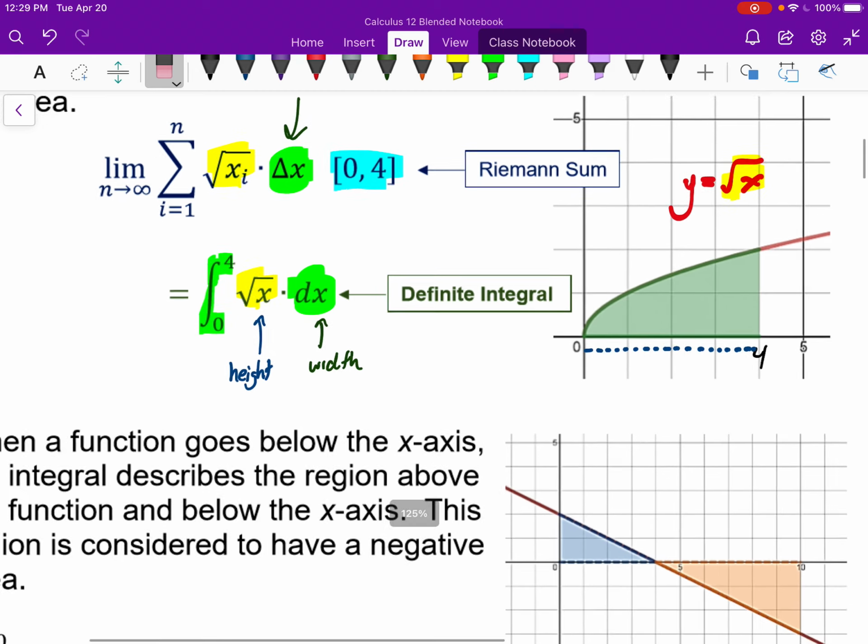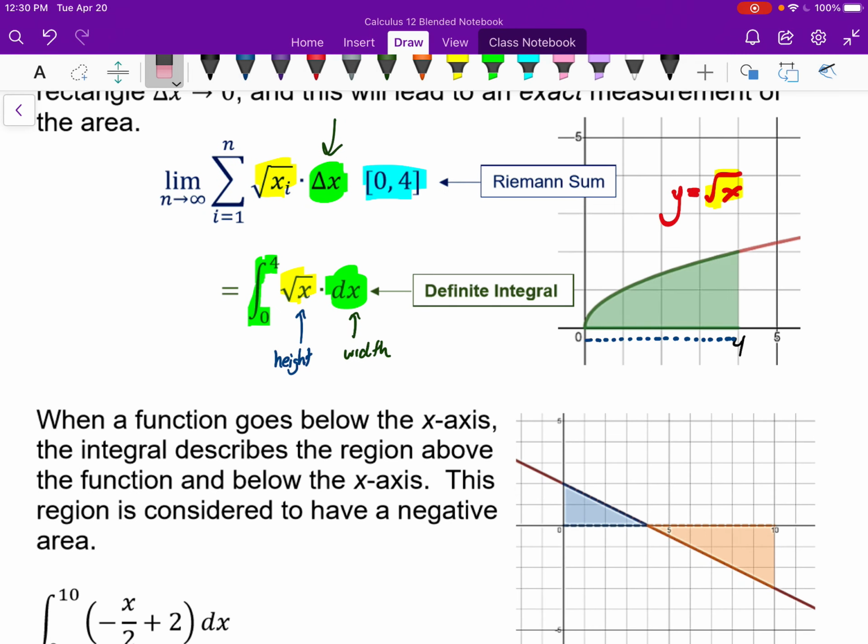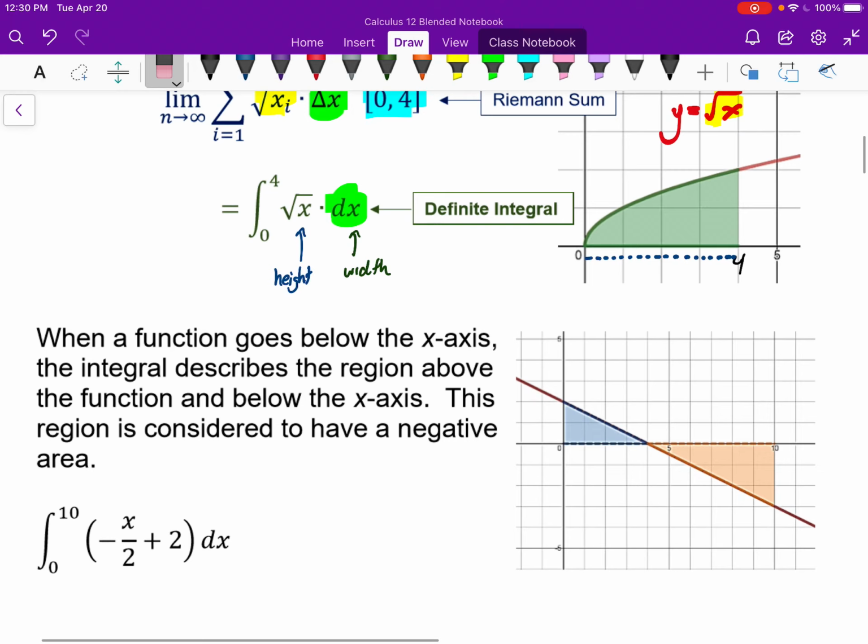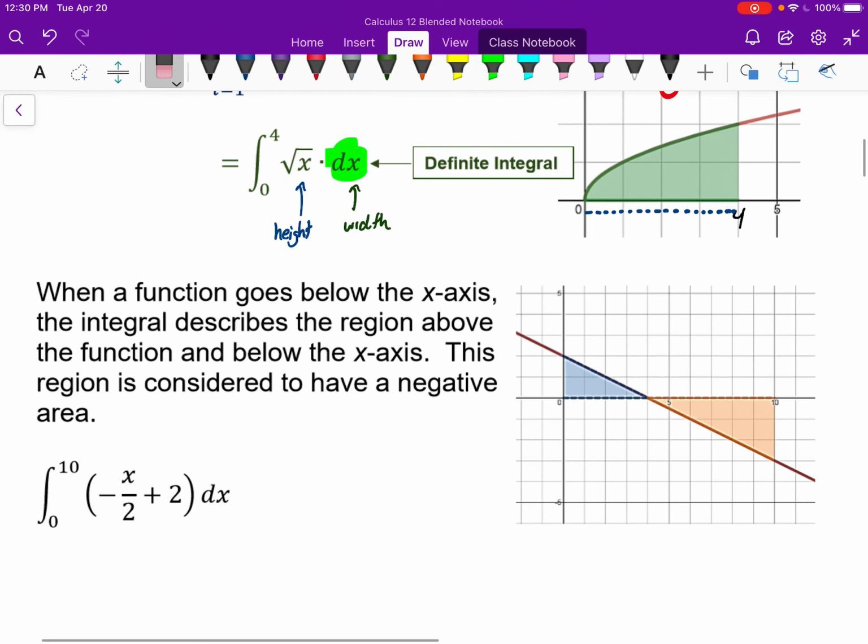And so with that said, now that we've introduced an integral, what happens when the curve goes below the x-axis? Like this. So I have some function here. And in fact, the function, you see this line in red, the equation of it is negative x over 2 plus 2. Right? That's the function that's in red. That's also the same thing we see right here.